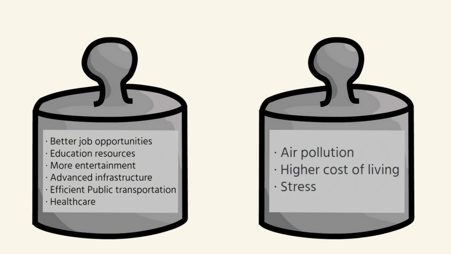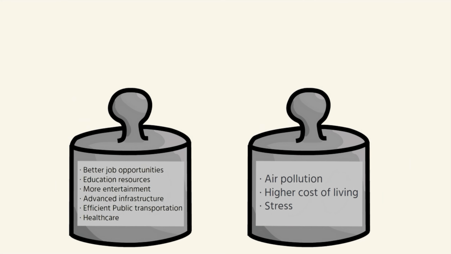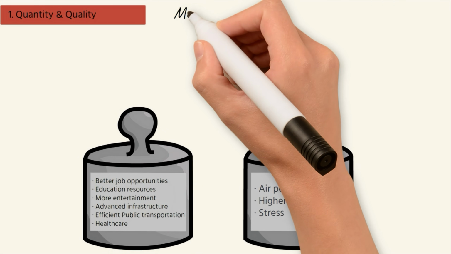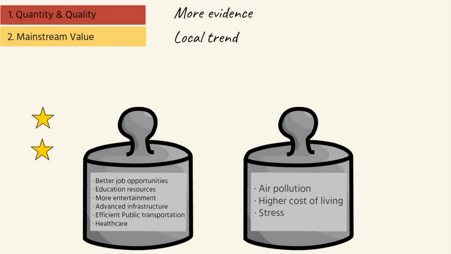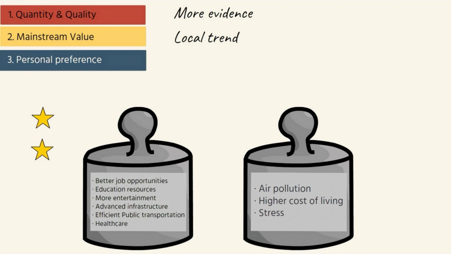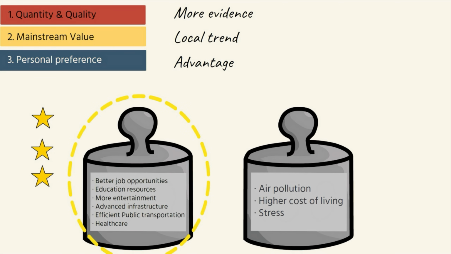Third, compare the supporting evidence. First, the evidence quality and quantity. I can list more positive evidence than negative evidence. Positive side, 1 point. Second, society's mainstream value. It differs from place to place. In China, most people prefer to live in the city. So positive side, 1 point. Third, personal preference. I prefer to live in the city because I need a job to survive. So I think the advantages outweigh the disadvantages. Now I can make my decision. I will express my opinion that the advantages of living in a big city are greater.